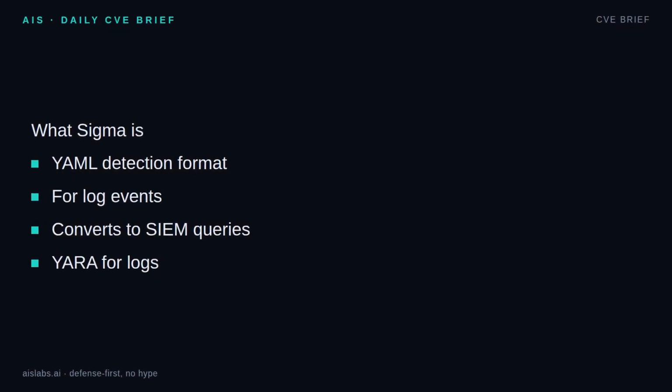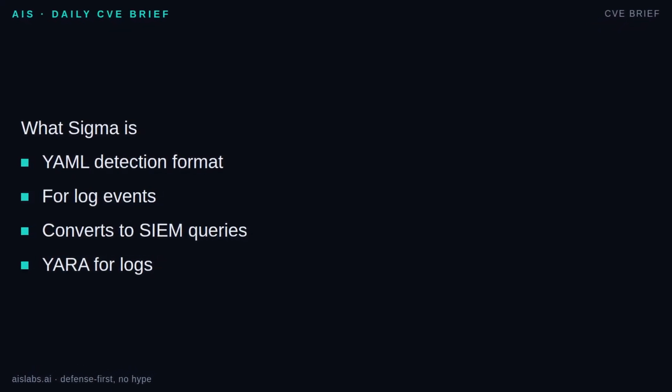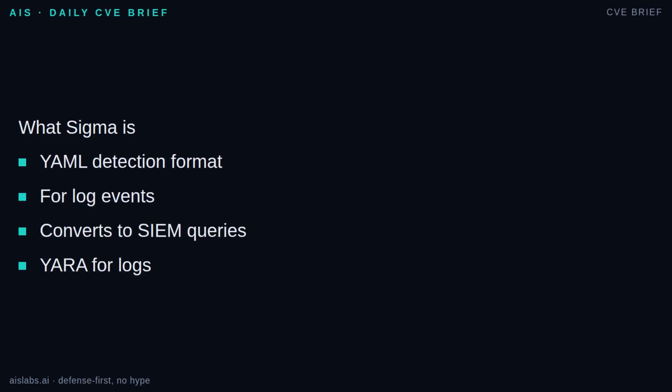Sigma is a vendor-neutral rule format for log detections. Plain English version, it is a YAML file that says, when logs look like this, raise this detection. A converter then turns that YAML into the query language your SIEM understands. Think of Sigma as a portable detection specification. In NIST-style terms, it supports the detect function by standardizing analytics for events and logs.